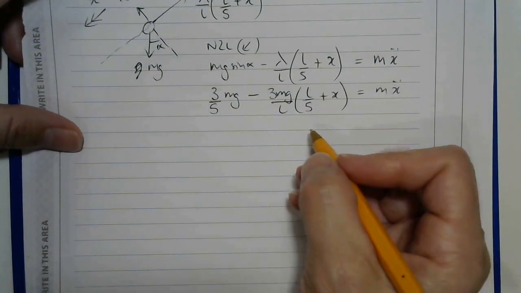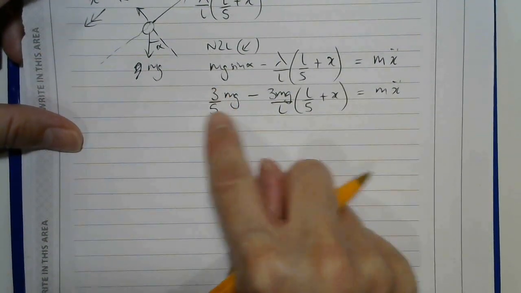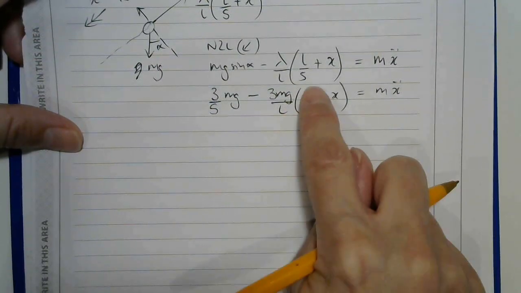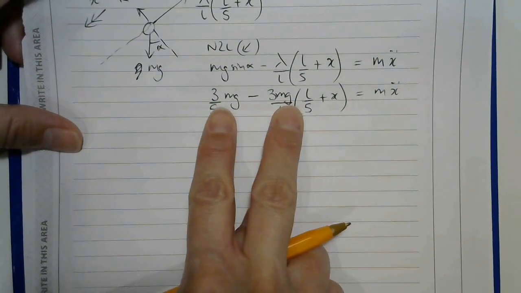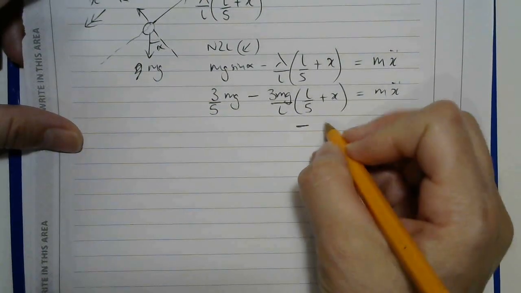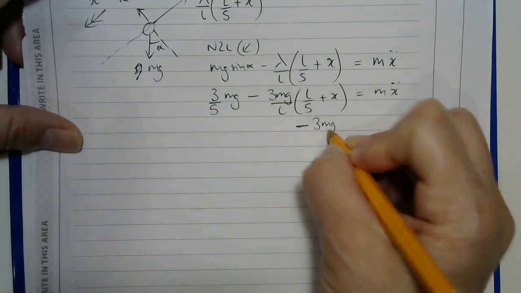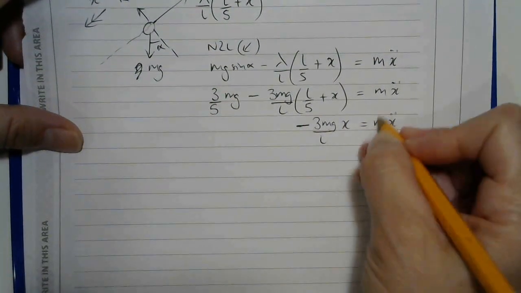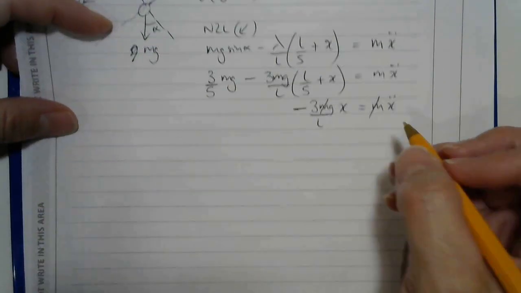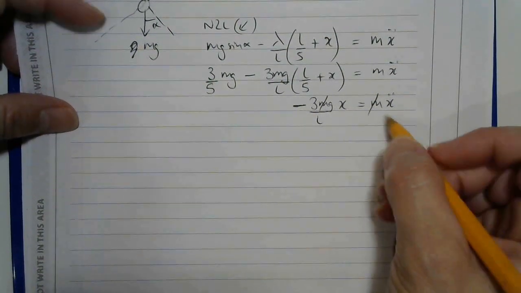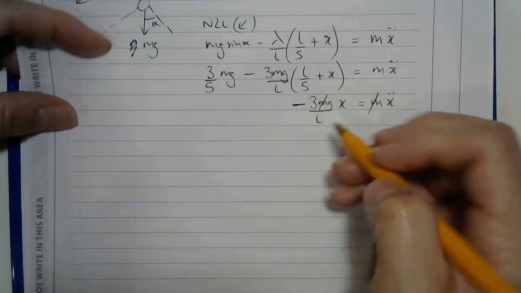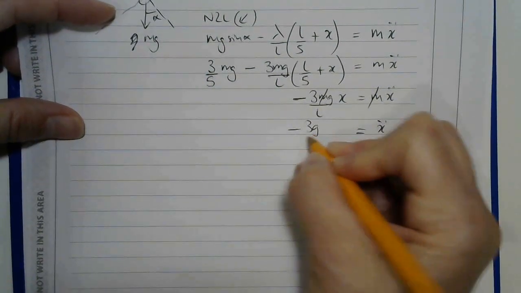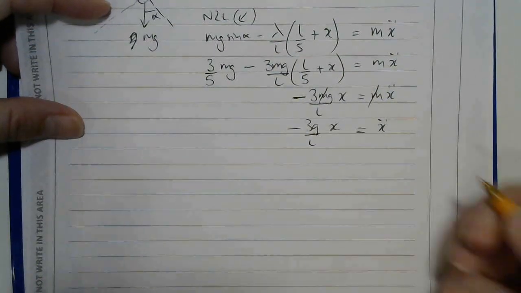So here what's going to happen is I'll get 3mg here. When I multiply out this, I'll get 3mg as well, because the L's will cancel, and so these two bits will cancel out. Then I'll be left with minus 3mg over L multiplied by x equals m x double dot, and then I can just divide through by m. In fact, I could have done that at an earlier stage. So I end up with x double dot is minus 3g over L x.